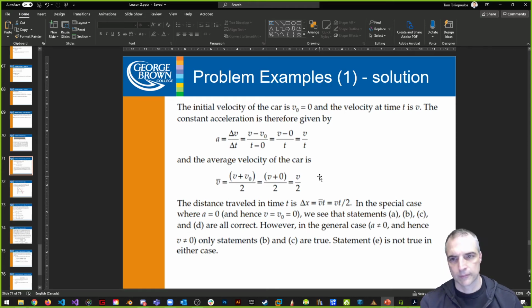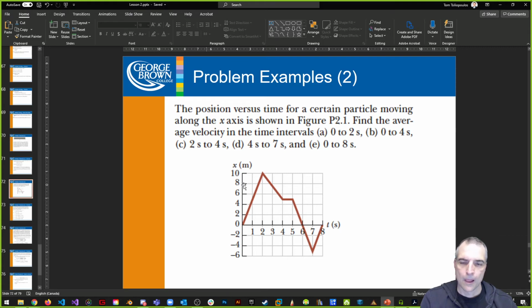Here's another problem example. Actually, this is telling you that this is solving the things. It says only statements B and C are true. Statement E is not true because of these statements. So we were wrong.